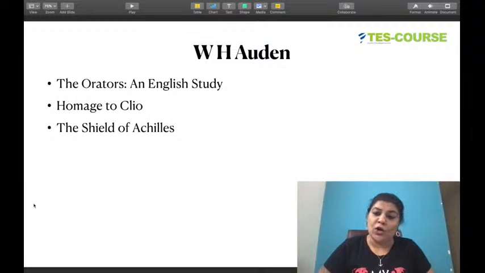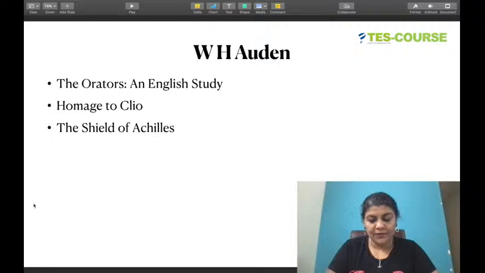W.H. Auden was bisexual. He wrote industrial imagery. W.H. Auden was a classical poet. He upheld classicism. The Unknown Citizen, September 1, 1939, In Memory of W.B. Yeats. So many important works are there.